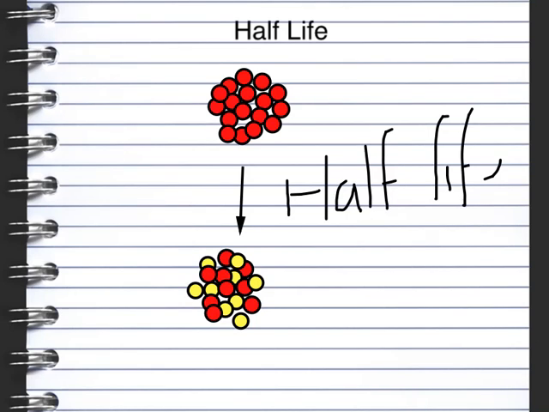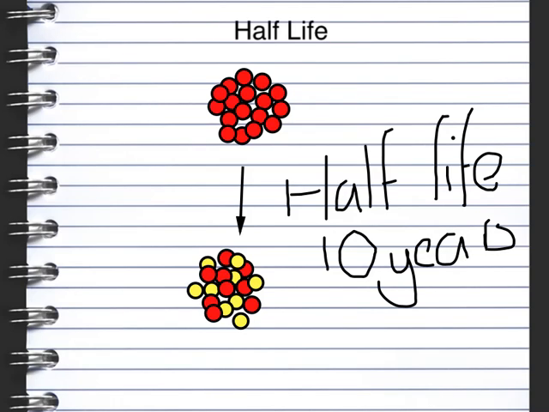Now the half-life is the period of time it takes for half the nuclei to decay. Let's say, for example, this is 10 years. After 10 years, again, we'll have another sample of nuclei. So after another 10 years, we've got half the number of nuclei again. It's not half of this amount, it's half of this amount, and it takes 10 years for this to happen.